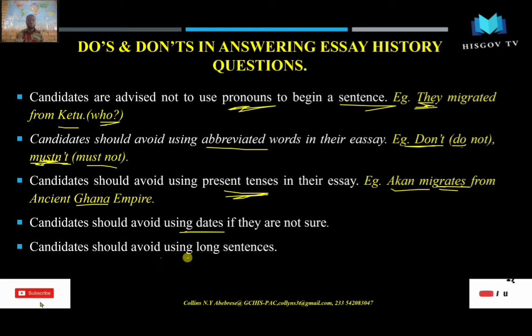Candidates should also avoid using long sentences. Please, your sentences should be short. Don't be writing, and the Akans, according to the Akan tradition, they believe that their ancestors came from ancient Ghana and they migrated and they went to. Please, make it short with full stop all the time. Don't make long sentences so that you can avoid making grammatical errors and mistakes as well.